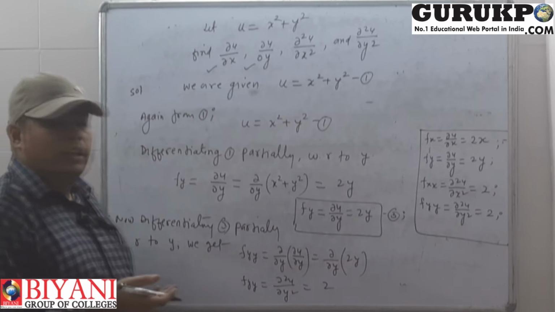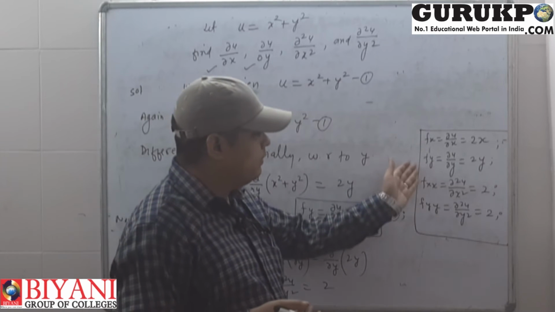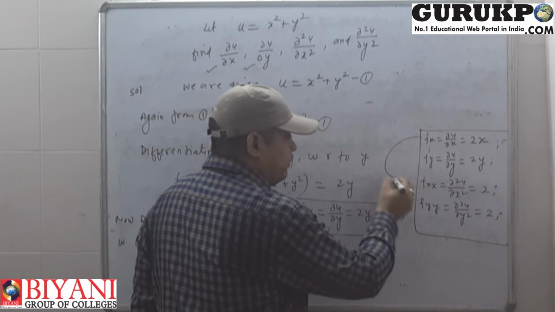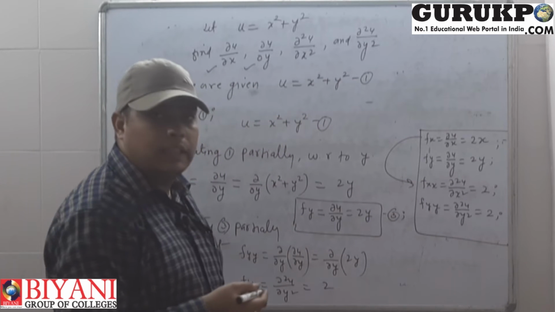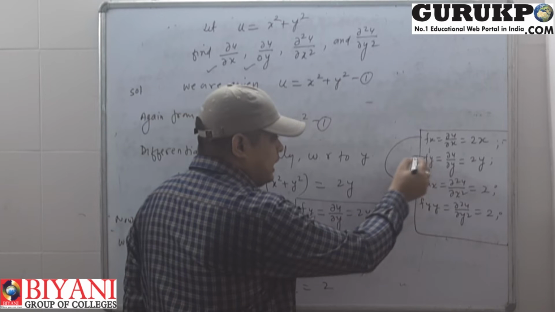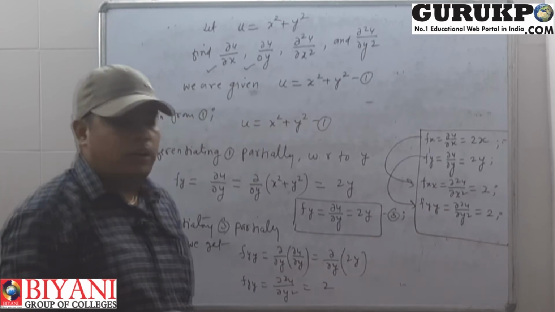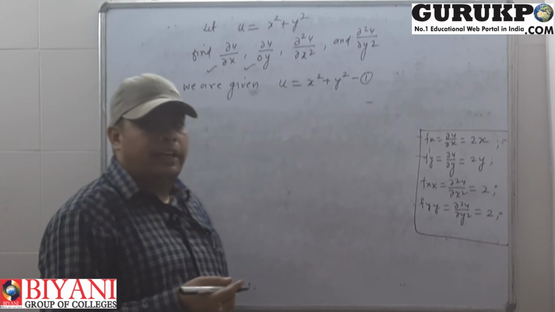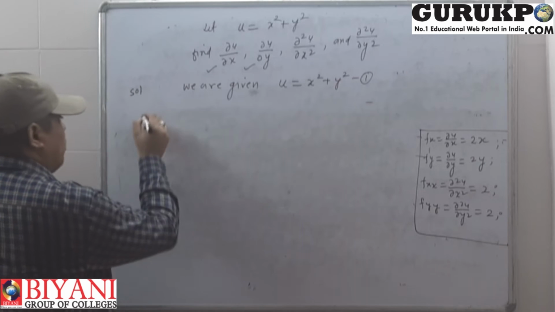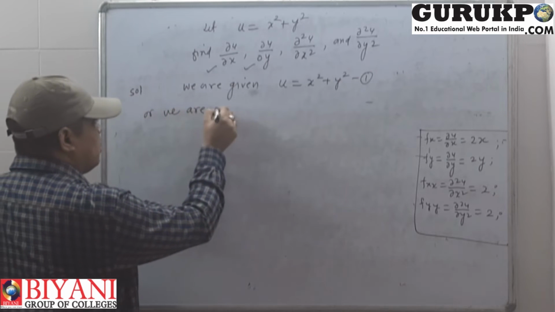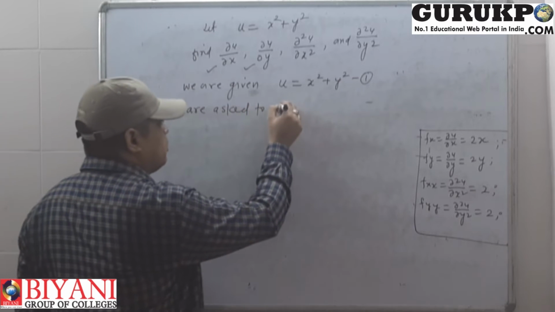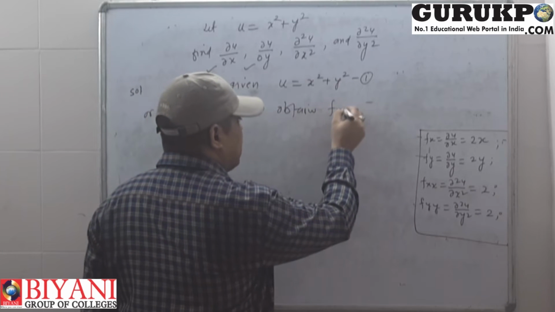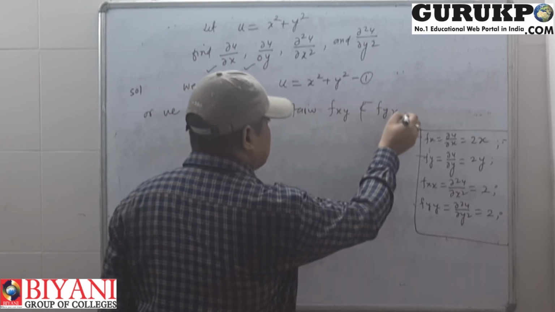Thus we have already obtained all the derivatives. This is first derivative with respect to x, first derivative with respect to y, and the second derivative f of xx, that is del 2 by del x square, which is a constant. Similarly, second derivative f double y or del 2 by del y square is also a constant. Suppose that we are asked to find f of xy and f of yx, or we are asked to obtain f of xy and f of yx.